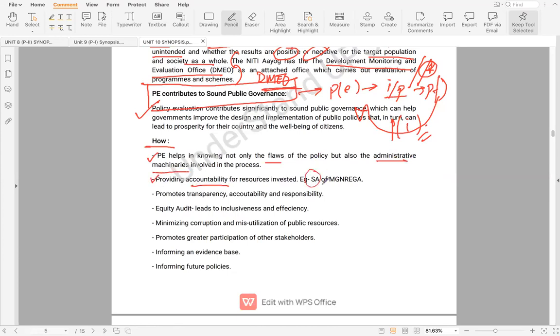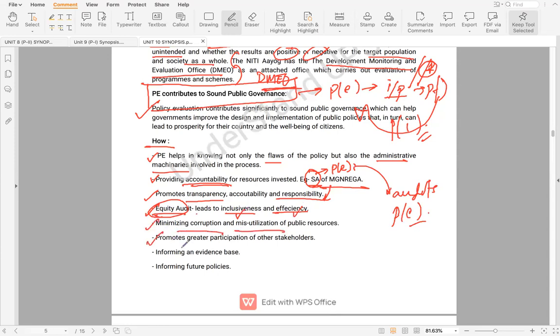For example, social audit of MGNREGA is nothing but a performance evaluation concept. So social audit will help us in maintaining accountability. It will also help us in promoting transparency and responsibility. Equity audit leads to inclusiveness and efficiency. So we're basically talking about different types of audits or evaluation techniques, one of which could be the equity audit, which will lead us to know whether or not inclusive and efficient delivery of public services has been done. It will help us in minimizing corruption and misutilization. It will help in promoting greater participation of all the other stakeholders as well.